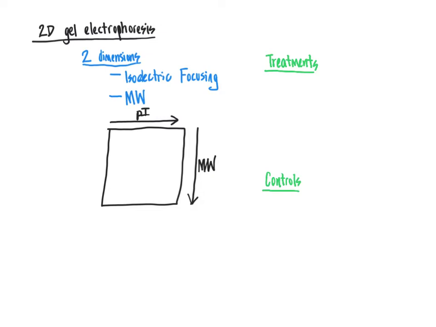On the other hand, once the protein migrates to its isoelectric point, the point where it has no charge, it will remain stuck stationary there because it has no charge and hence will not be pulled any further in the positive or negative direction.